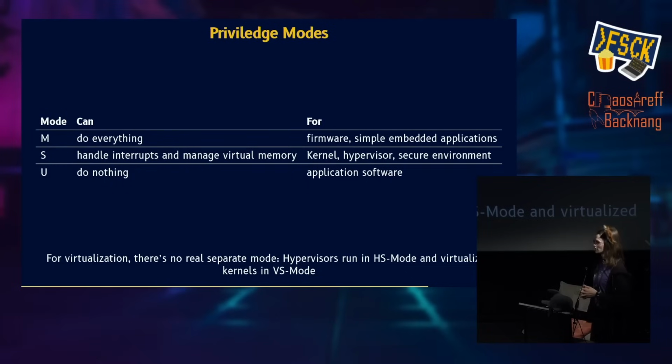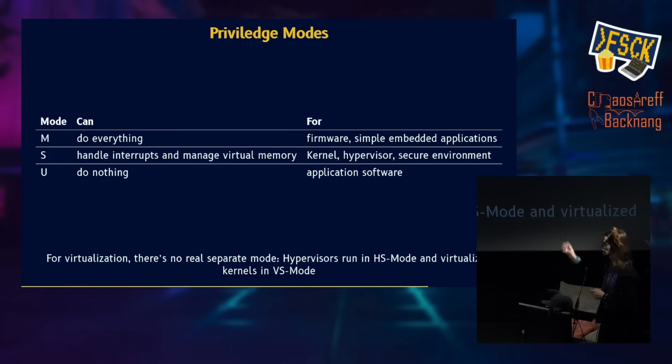S mode is only present on chips which run normal user operating systems. S mode is supervisor mode, so it's intended for kernels and hypervisors. It can do things like interrupt handling and memory management. And user mode, of course, can do nothing. I mean, it can execute normal application code, but it's the lowest privilege level. And you can also have systems with just M mode and U mode, which is then like some secure embedded system where you have some security environment and user code running below that.